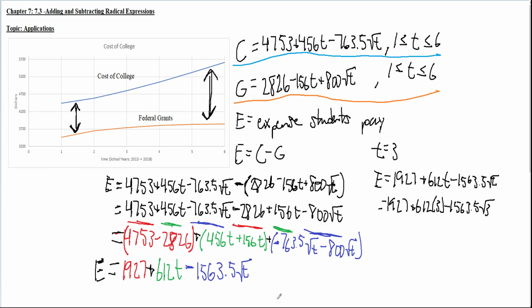Okay, and then if I throw everything into my calculator, I get 1,554.94. So right there I just rounded to the nearest cent. And so that would be the amount of dollars a student would have to pay during their 3rd year.